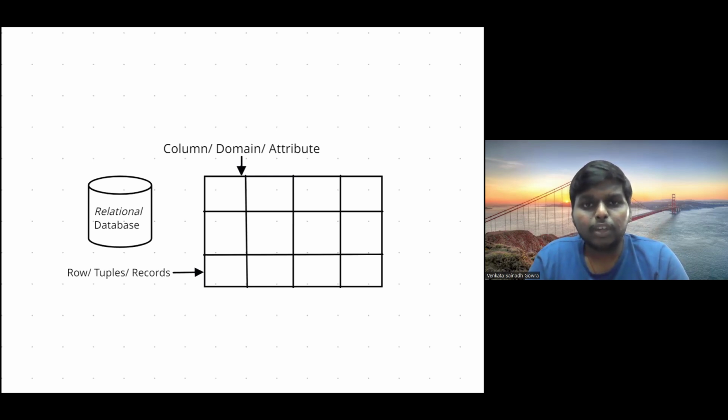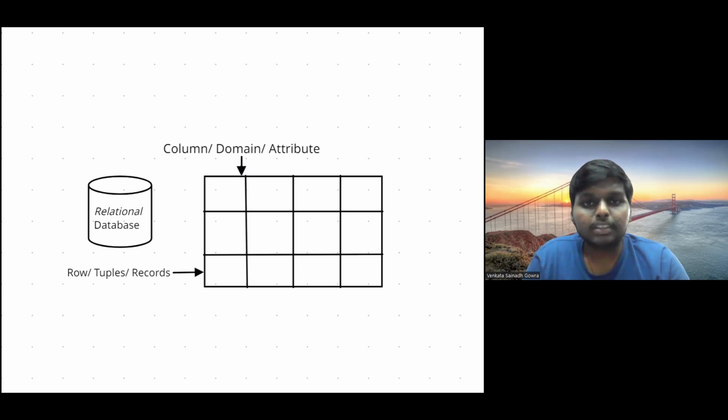And why do we use a relational database? Because it has four major properties called ACID properties: A for atomicity, C for consistency, I for integrity, and D for durability. These four properties make the relational database special, and that is why we use relational databases. The management system which manages this relational database is the relational database management system. The examples for these are SQL, MySQL, and Oracle.